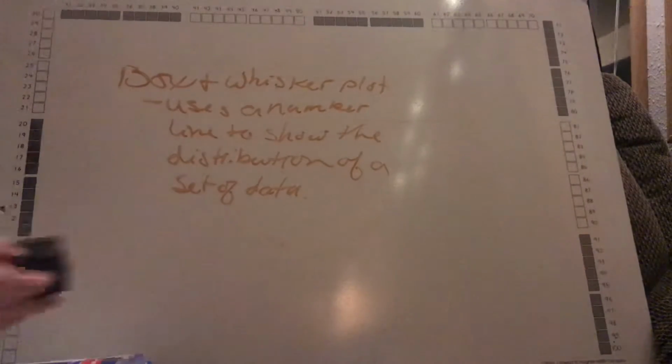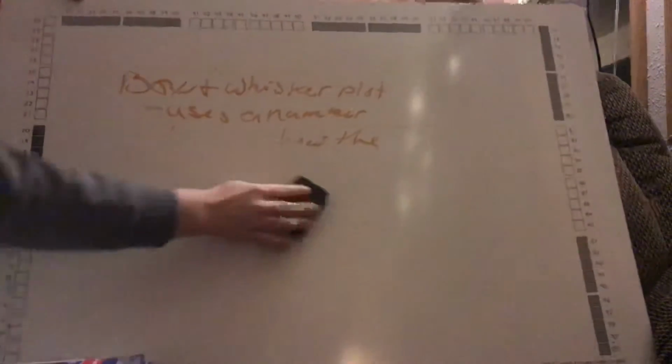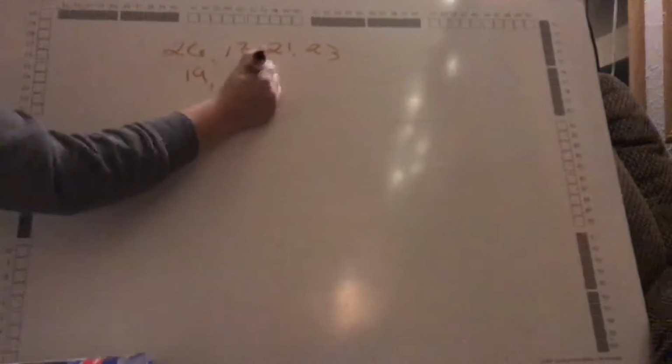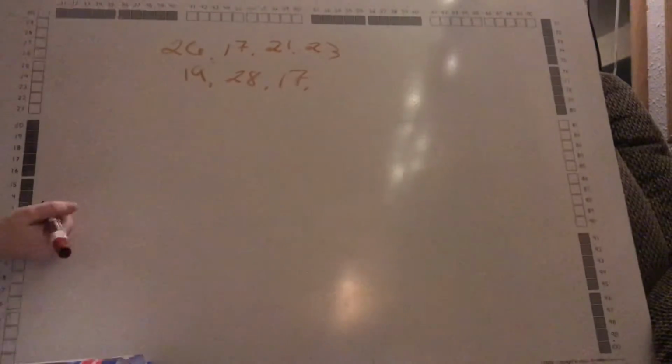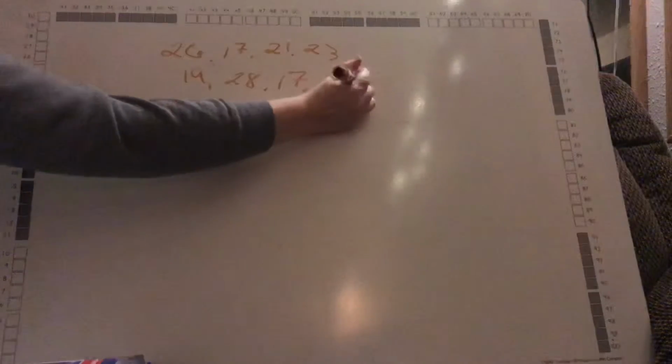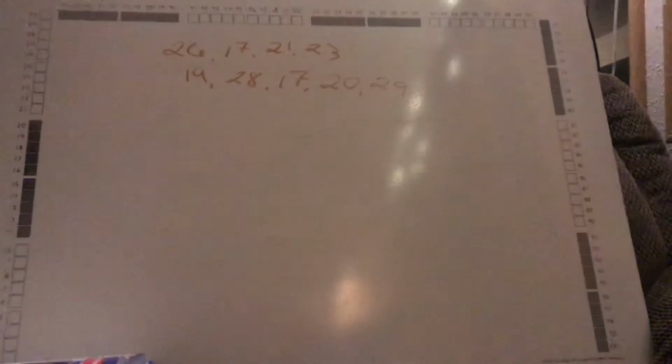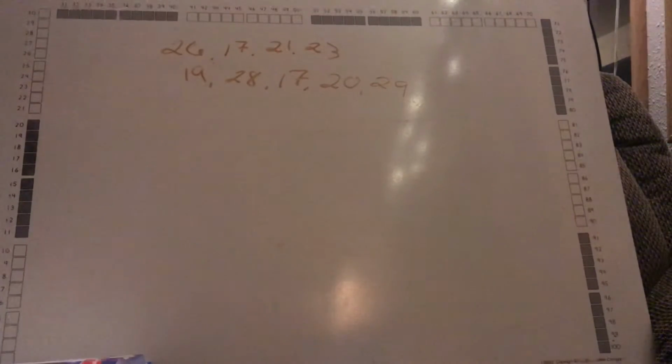So the first set of numbers we have is 26, 17, 21, 23, 19, 28, 17, 20, and 29. So the very first thing you're going to do is you're going to put these in order.